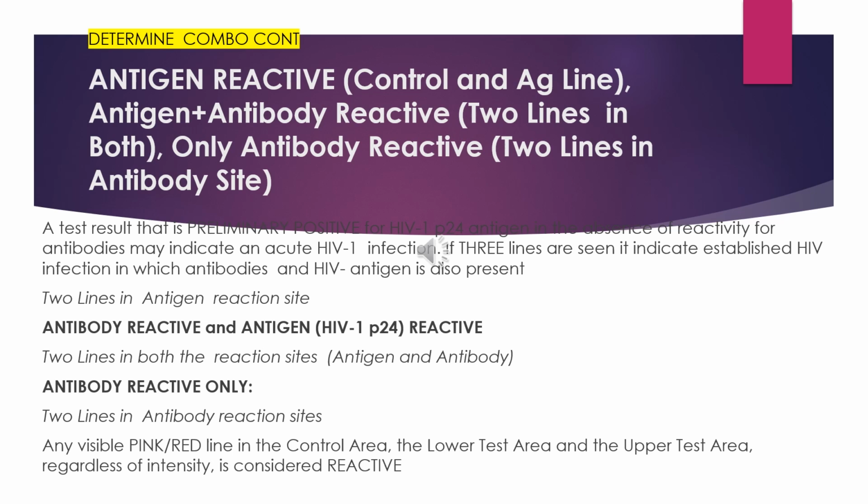So if there are two lines in the antigen reactive area or site, it means that the antigen is present. If there are two lines on both the reaction sites, that's antigen and antibody, it means that both antigen and antibody are present. And if there are two lines in the antibody reactive area, it means that the test is reactive positive for the presence of antibodies only.